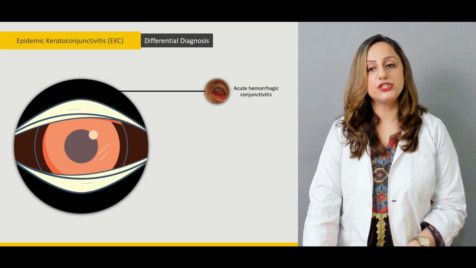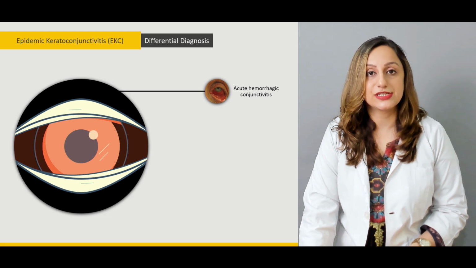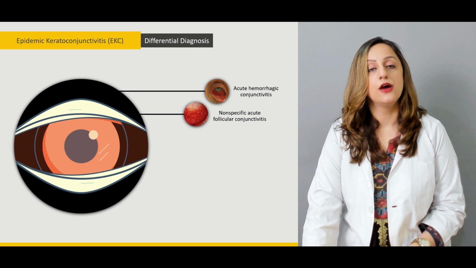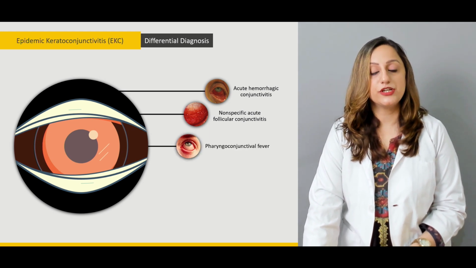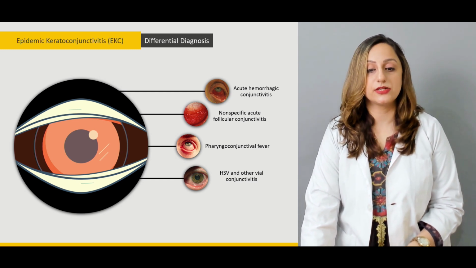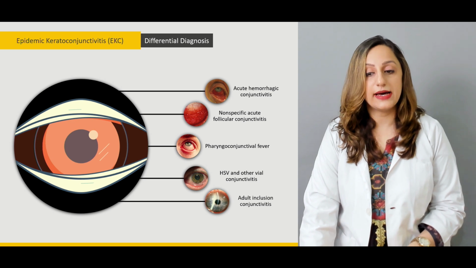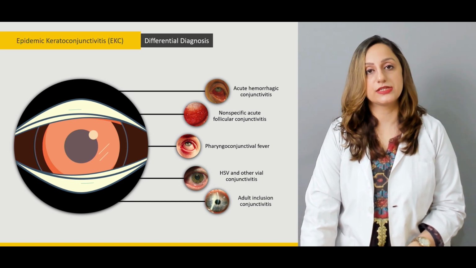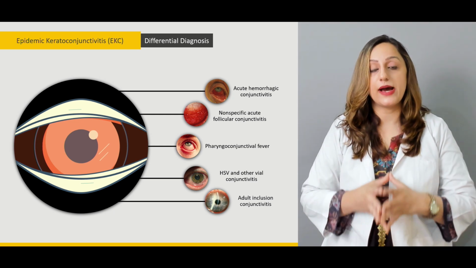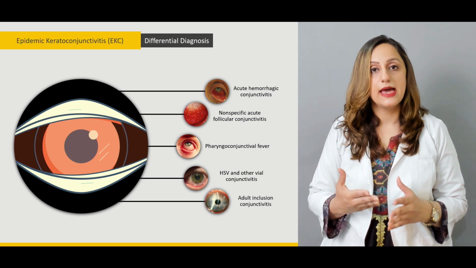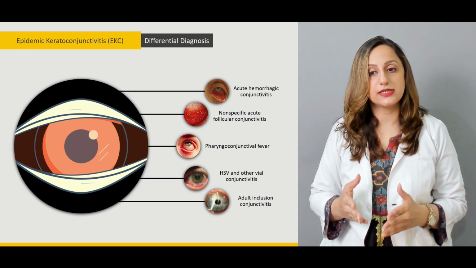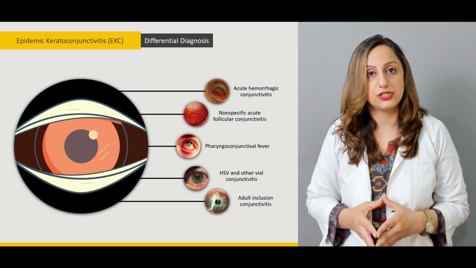So you have to differentiate this epidemic keratoconjunctivitis from acute haemorrhagic conjunctivitis, from non-specific acute follicular conjunctivitis, from pharyngoconjunctival fever, herpes simplex virus and the other viral conjunctivitis cases, as well as adult inclusion conjunctivitis. So these are the range of confusions that you can have whenever you have a patient and you think that this patient is suffering from epidemic keratoconjunctivitis. You have to differentiate them from all of these clinical conditions.